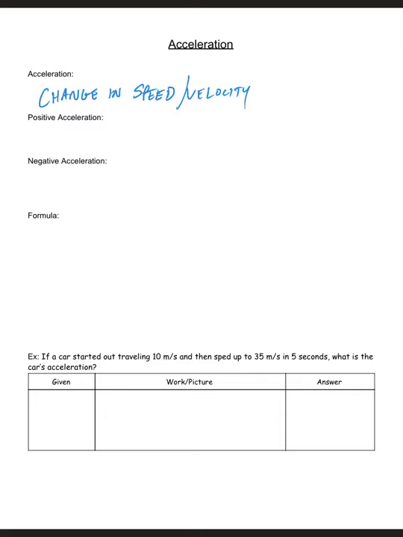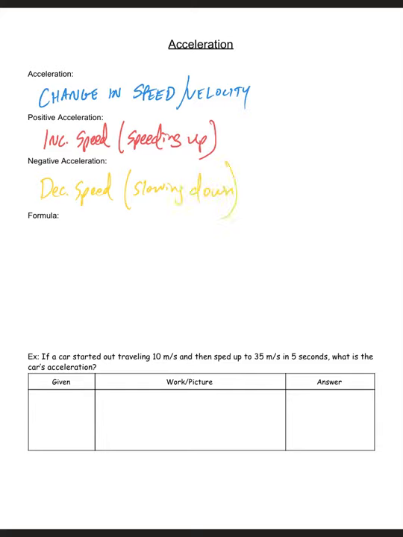Now, positive acceleration is if something is increasing its speed or velocity, meaning it's speeding up. Versus negative acceleration is going to be when something is decreasing its speed, meaning it's slowing down. So whenever you have motion that is not constant speed or velocity, then you have acceleration. It's positive acceleration if it's increasing speed or speeding up, and it's negative acceleration if it's decreasing its speed or slowing down.